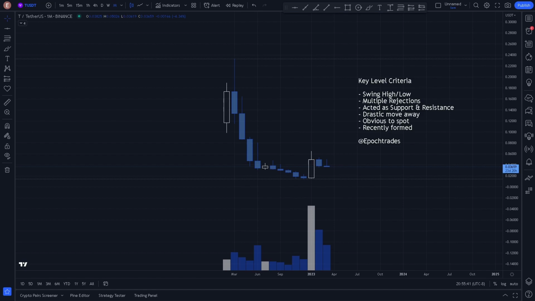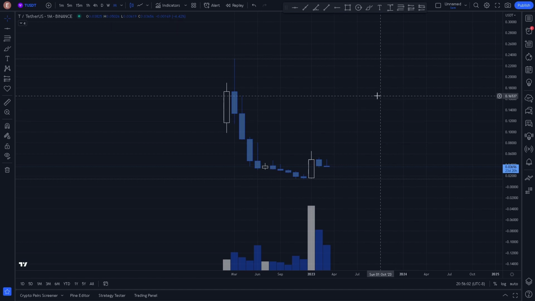Today we're going to be covering key levels on the monthly and weekly time frame for threshold. So, as always, our key level criteria: we look for swing highs and swing lows, multiple rejections, acted as support and resistance, drastic moves away, obvious to spot, and recently formed. So, let's go ahead and hop right in.